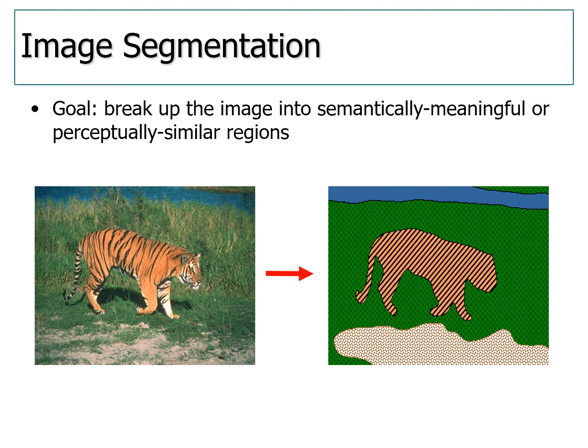How about we segment this image? We want to know that some of the pixels belong to water, some of them belong to grass. One of the important things is the tiger here. The rest is some dirt. So that's the task we want.